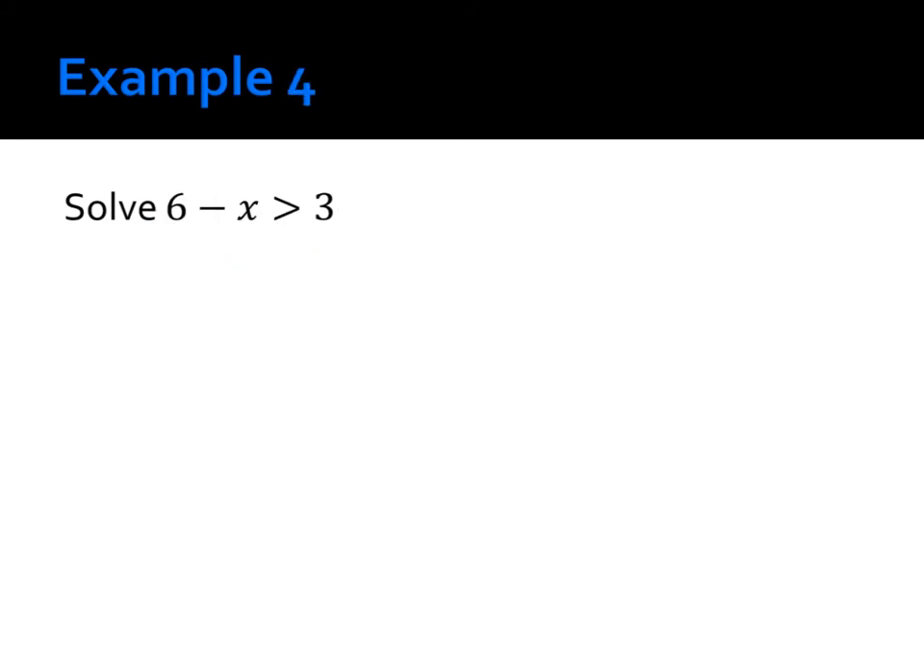For my final example today, we are going to solve 6 minus x is greater than 3. Ultimately what I need to do is get this negative x piece by itself. I really have a positive 6 being added to a negative x, because I could write this as 6 plus a negative x, don't forget. So I need to undo my 6, and I'm going to undo that by subtracting 6 from both sides. This is going to leave me with negative x, and that is greater than negative 3.